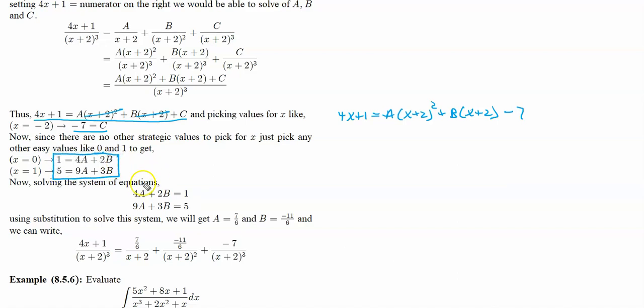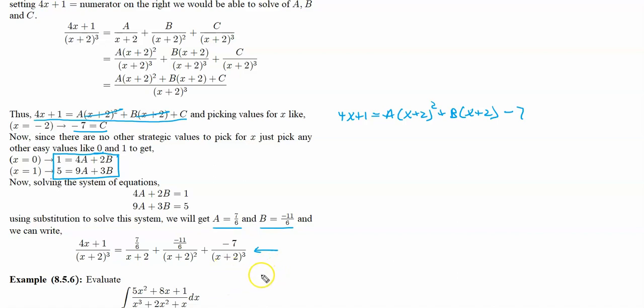You can solve those 2 equations using substitution or the elimination method if you're comfortable with that. And then you can solve for A and B. Solving those for A and B, you'll find that A is 7/6 and B is -11/6. And then you would have your partial fraction decomposition completed down here.